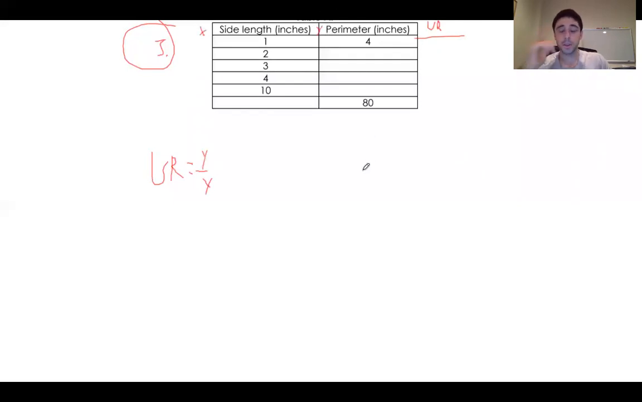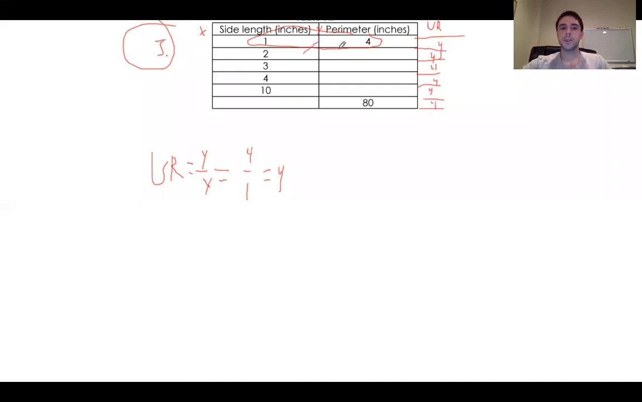That got cut off up top. Sorry, I have to fix that for later. So the only one where we have both x and y is here. So we're going to have 4 over 1. So the unit rate is going to be 4. It's going to be 4 for each of our values here: 4, 4, 4, 4, 4, and 4.